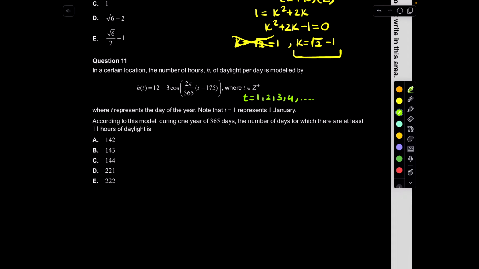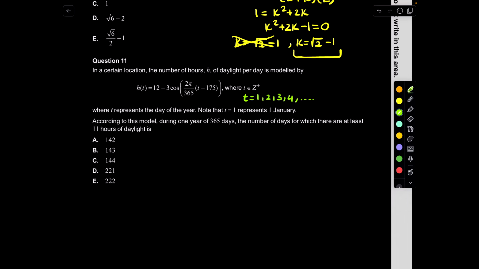I think I'm confusing myself with the wording here. Where t represents the day of the year. Note that when t equals 1, it represents the 1st of January. Okay, so t equals 1 represents the 1st of January, and t equals 2 represents the 2nd of January.